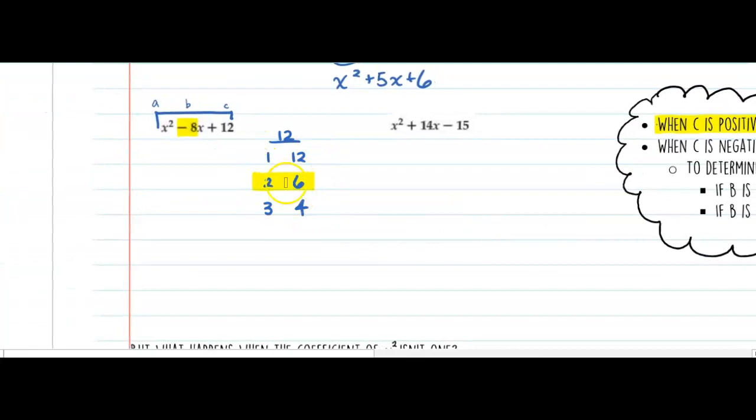So both positive is not getting me to this -8, so I'm going to make them both negative. You see that -2 times -6 is still +12. But when I combine them, I get -8. So these are my factors that I'm going to put into the parentheses: x take away 2, x take away 6. Again, if you FOIL it or box it, you will get x squared minus 8x plus 12.